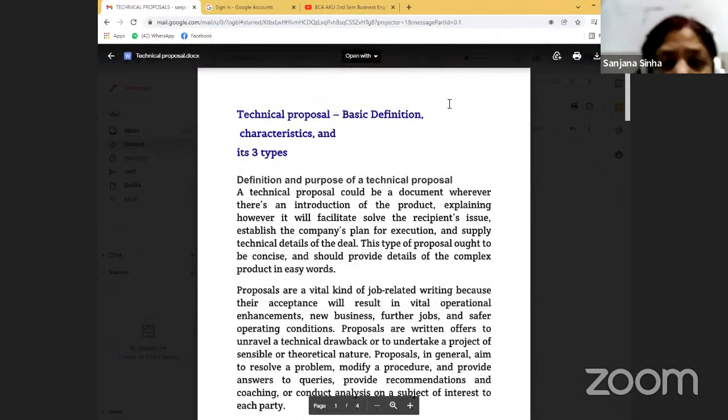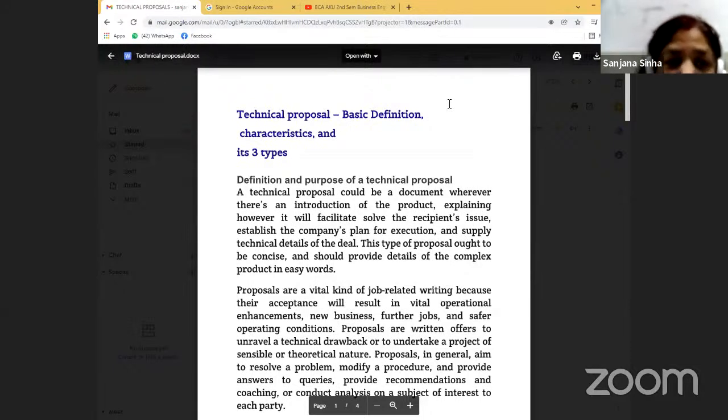Technical proposal is a basic definition and characteristics, and its 3 types. You all know that proposals can be categorized into solicited proposal, unsolicited proposal, internal and external. ये आप जानते हैं सब? So how will you define the questions in your external exam always come? Like define what is technical proposal.